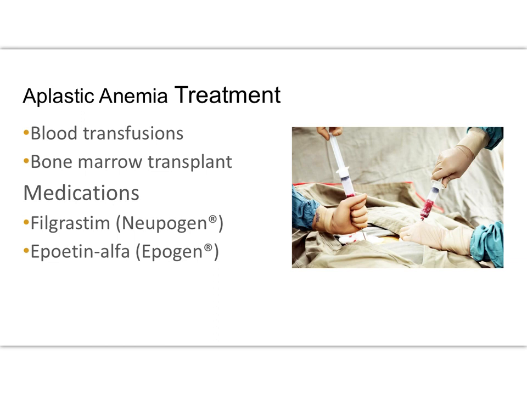So Neupogen, Epogen, this is what I'm talking about with, this is our supplemental erythropoietin. Also helpful in our chronic kidney disease patients, right? And then also could consider bone marrow transplant for this patient.